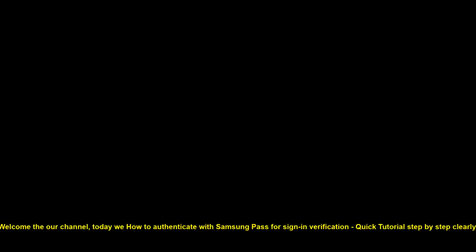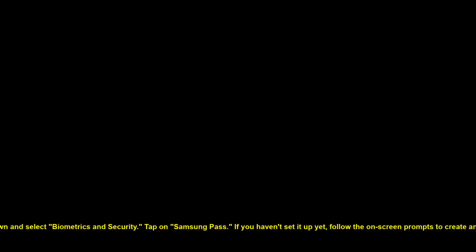Quick tutorial, step by step, clearly. To get started with Samsung Pass, ensure your device is updated to the latest version. Open the Settings app on your Samsung device. Scroll down and select Biometrics and Security. Tap on Samsung Pass. If you haven't set it up yet, you will need to enter your Samsung account credentials.